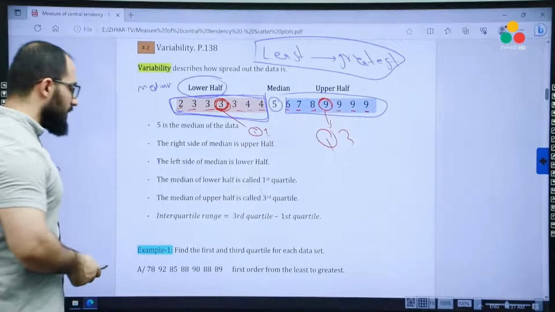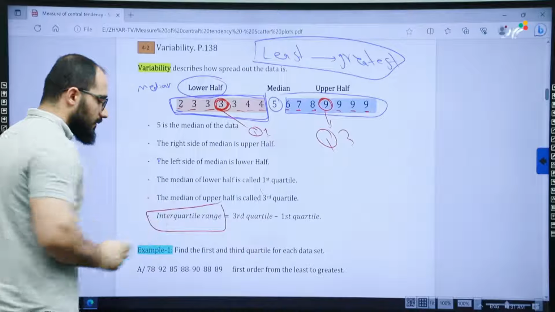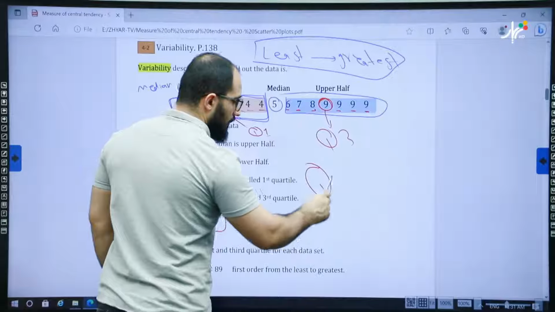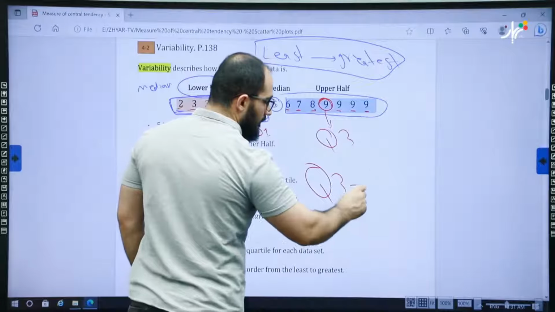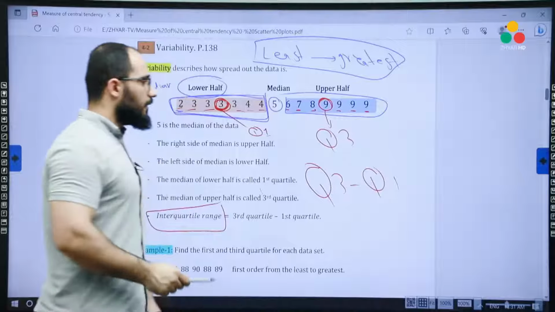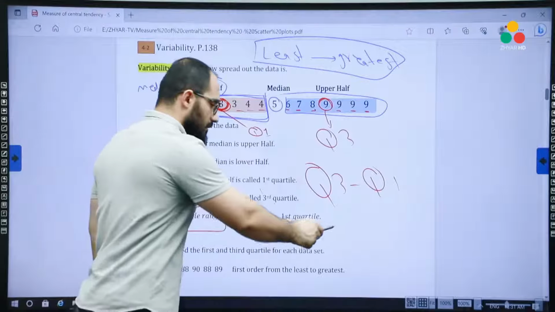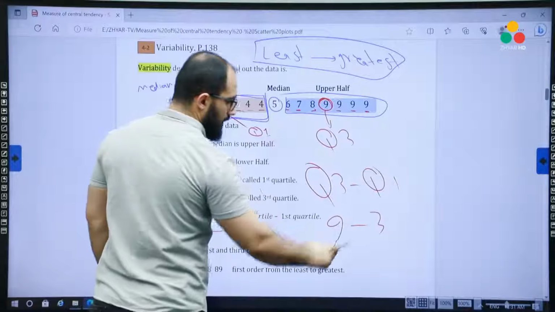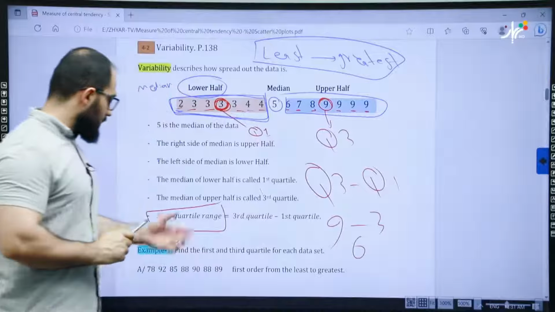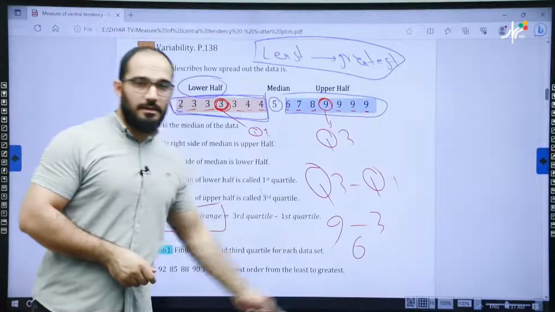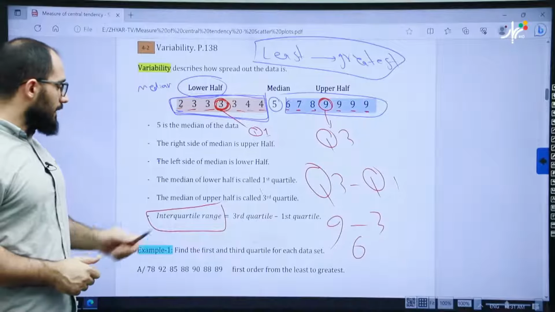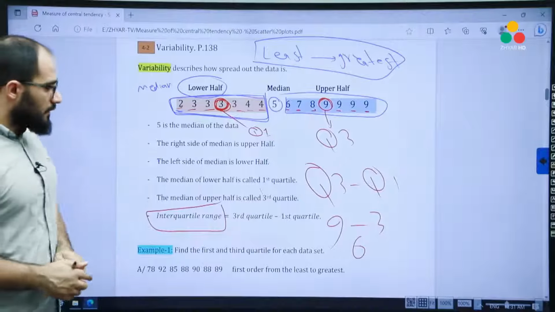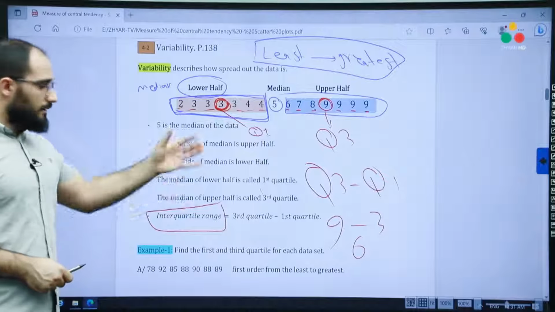And we have another term, the interquartile range. Interquartile range means third quartile minus first quartile. Here the third quartile is 9 minus the first quartile, 3. 9 minus 3 is 6. So the interquartile range is 6. Again, interquartile range is third quartile minus first quartile. So this is all about the new vocabulary in this subject.